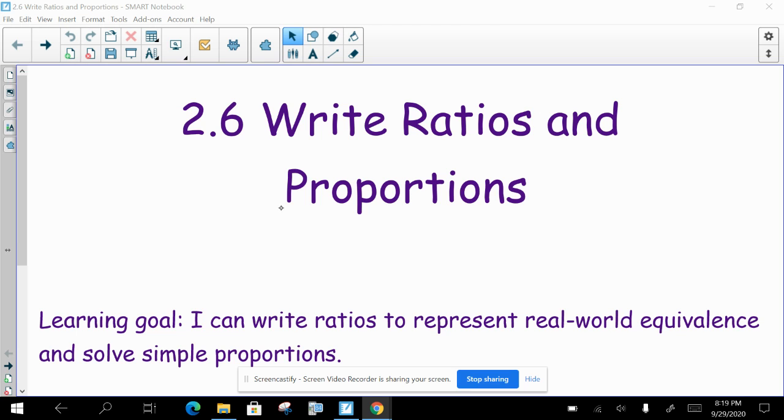Hi everyone, this is lesson 2.6, writing ratios and proportions. In this lesson, you're going to learn how to write a ratio to represent a real-world equivalence and solve simple proportions. This lesson is important because in tomorrow's lesson, we're going to learn how to set up more complicated proportions and solve for missing variables.